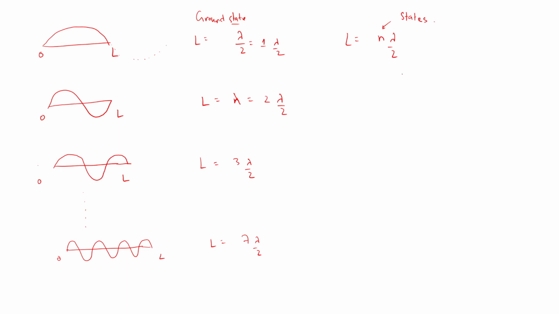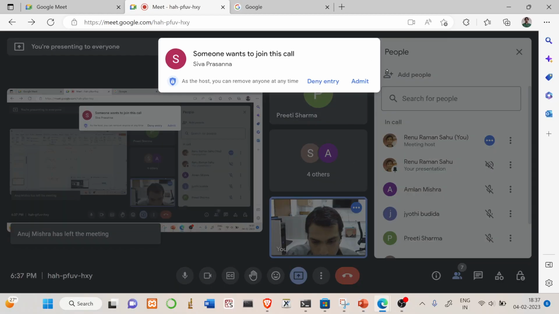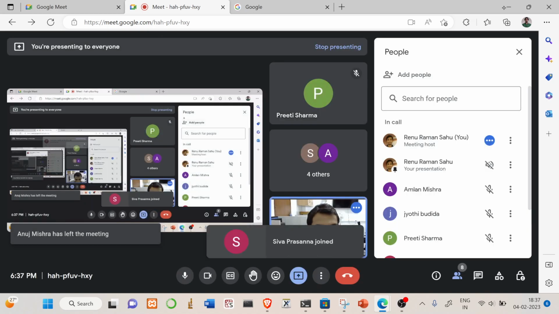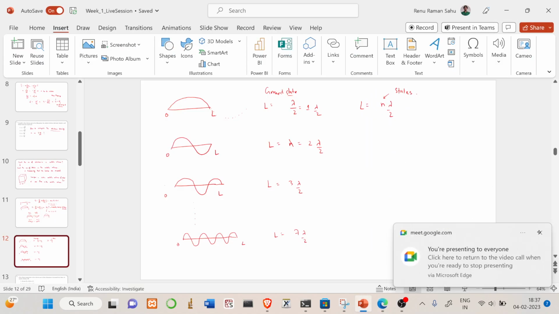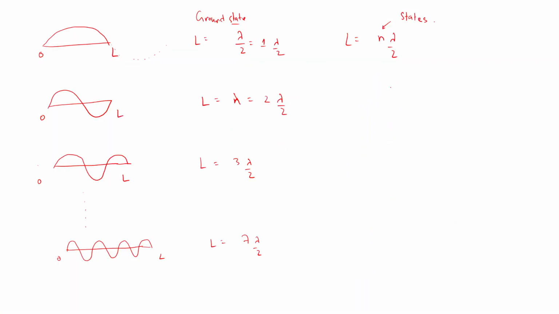Okay, so now let us use the de Broglie principle. So lambda is equal to h over p. Or you have this wave number k equals 2 pi over lambda.